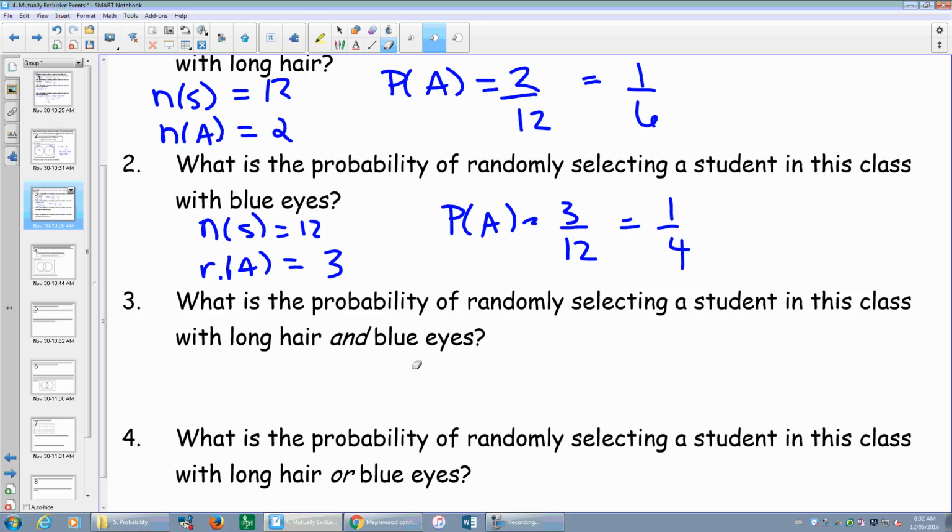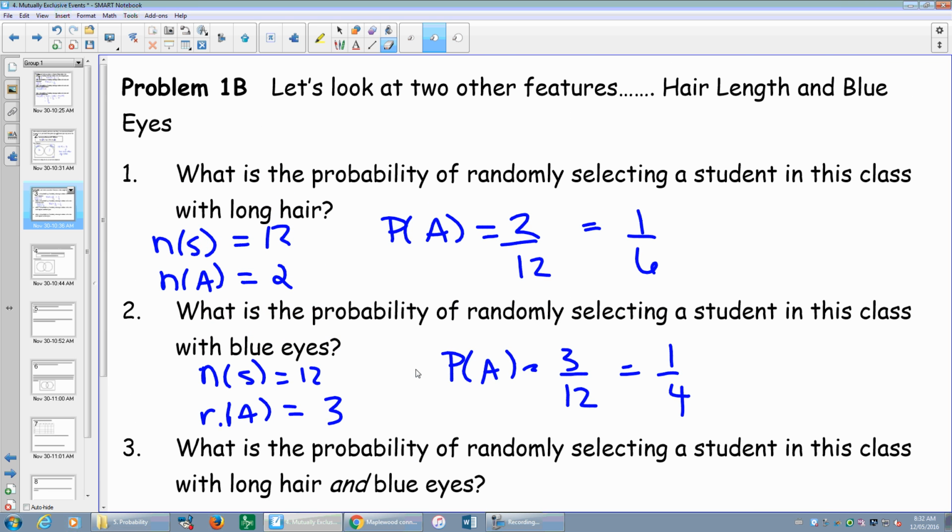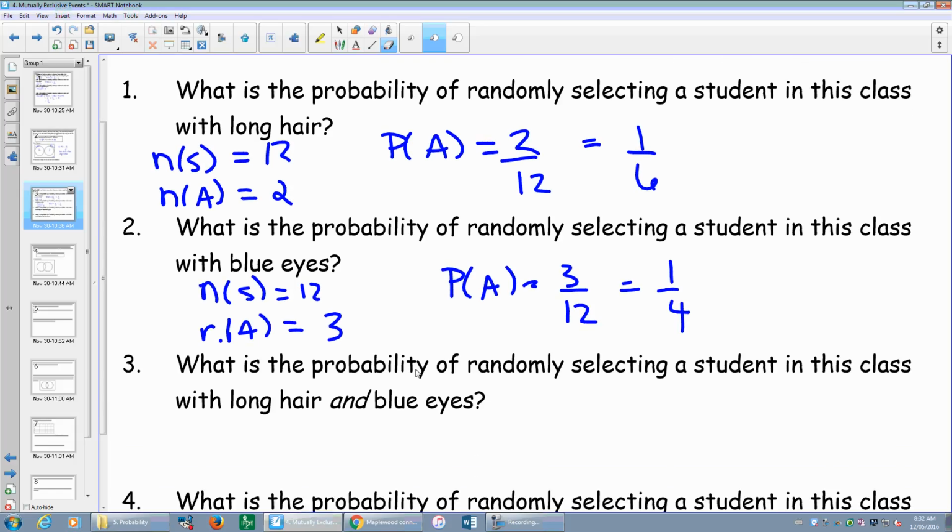Okay, so what is the probability of randomly selecting a student in this class with long hair and blue eyes? So out of my people who considered themselves with long hair, how many of you have blue eyes? This is not a good example. So I'm going to change blue eyes to brown eyes. So maybe it works a little bit better. How many people have long hair and brown eyes? Okay, so I have 2 here. So I'm going to write the probability of long hair and brown eyes is 2 out of 12.